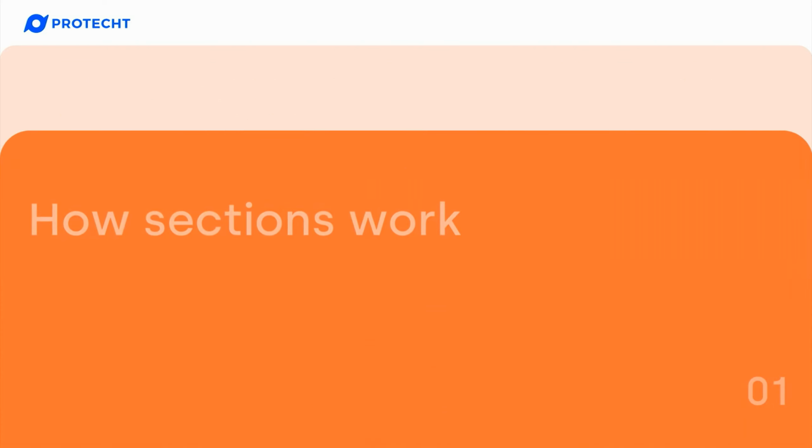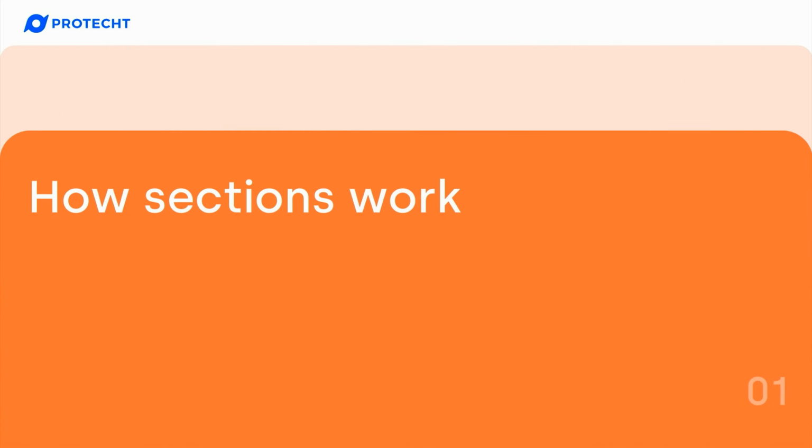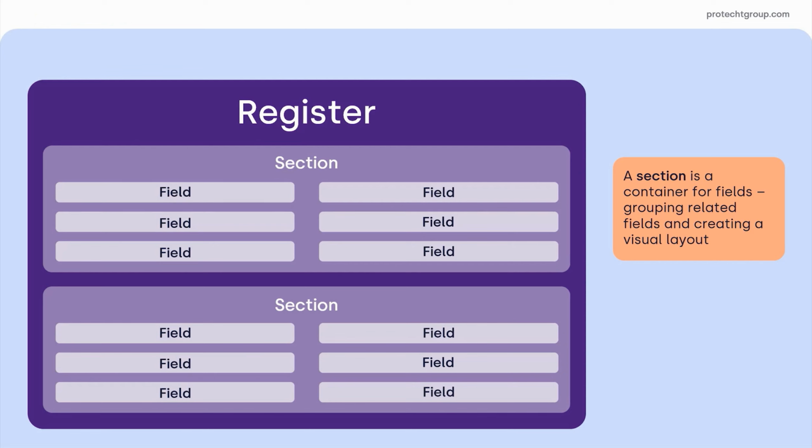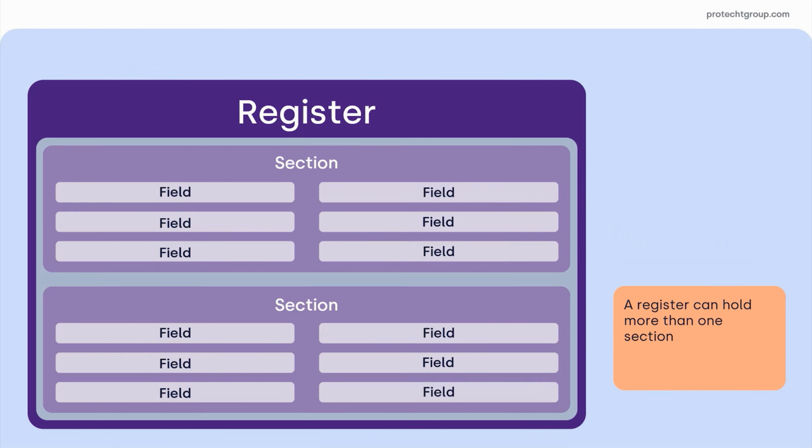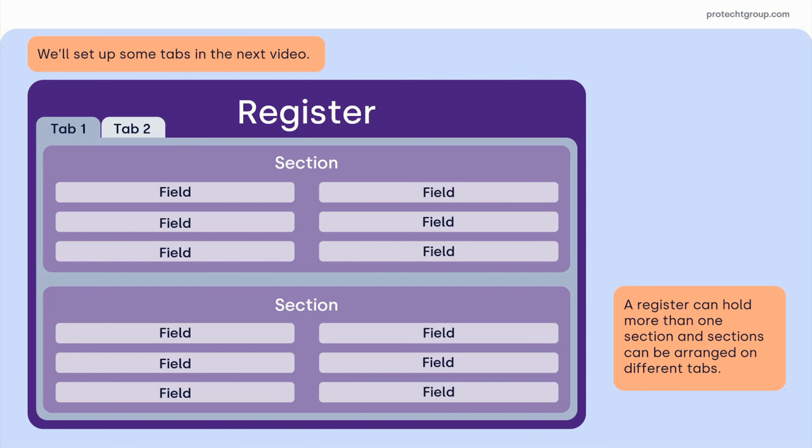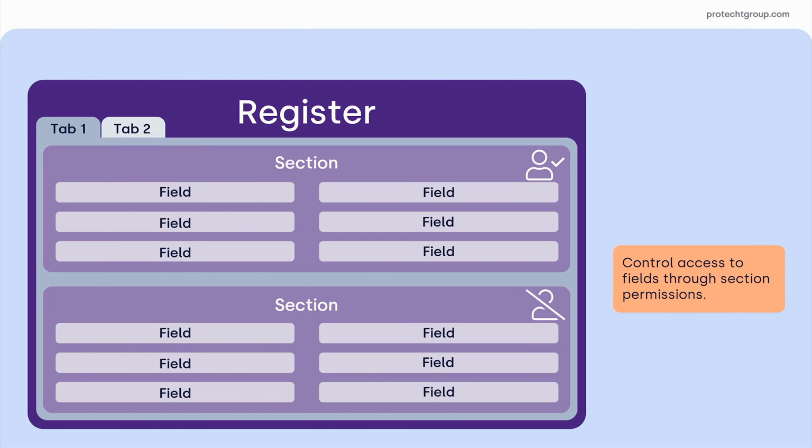So first, let's have a quick refresher on how sections work. A section is a container for your fields, grouping related fields and creating a visual layout. A register can hold more than one section, and sections can be arranged on different tabs. We'll set up some tabs in the next video. You can control access to fields through section permissions.